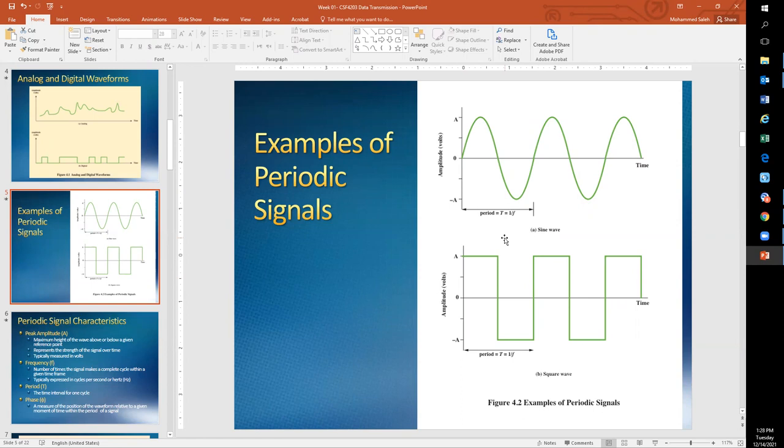Like the speed, you know, we measure the speed in kilometers per second. Same thing is frequency, it is the number of cycles per second, and the unit for frequency is hertz, and the equation for the period is T equals 1 over F.